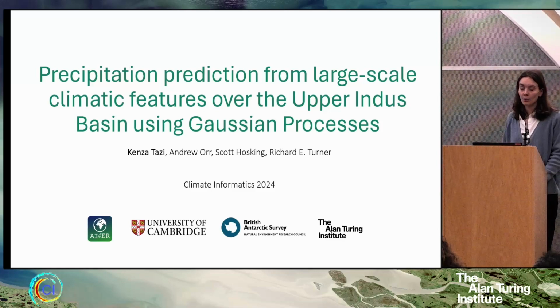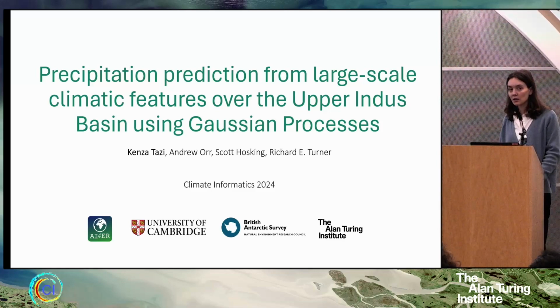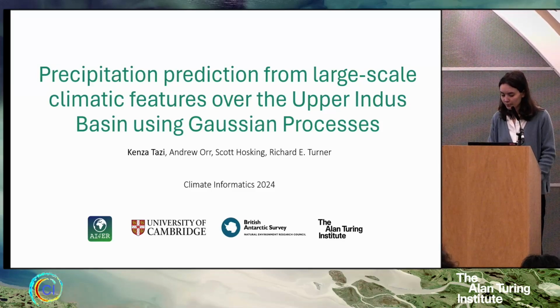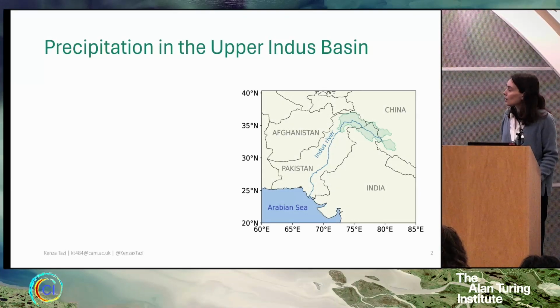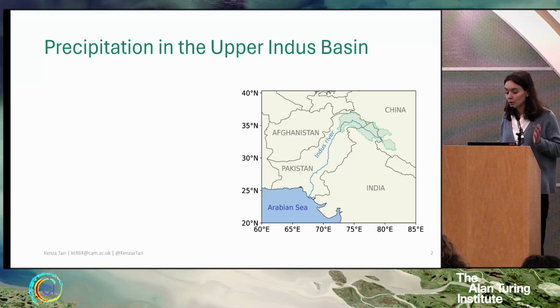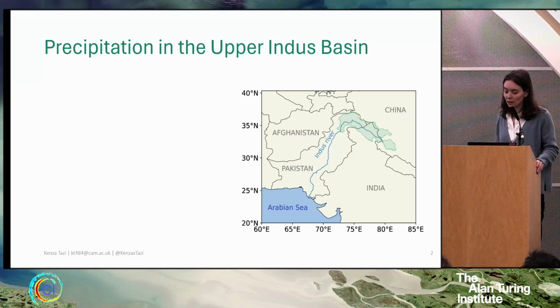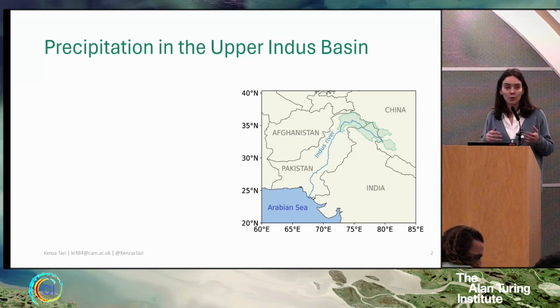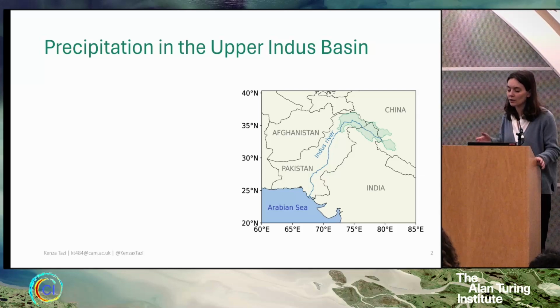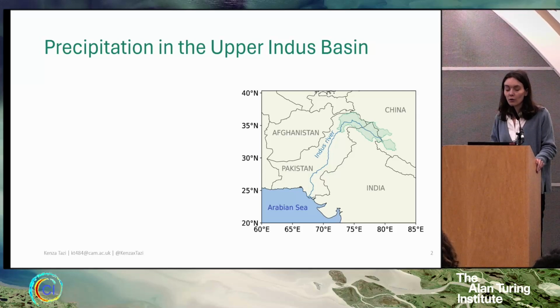So I'll start by introducing precipitation in this area, why it's important, and why it is challenging to predict. So the upper Indus Basin, shaded in green here, is the high altitude part of the Indus Basin, which lies in the Himalayas. The mountains in this area work as a water tower, storing snow and ice in the winter, which is released in the spring and summer. So through this mechanism, the upper Indus Basin supports the livelihoods of over 270 million people by providing fresh water for domestic use, agriculture, industry, and energy through hydropower plants.